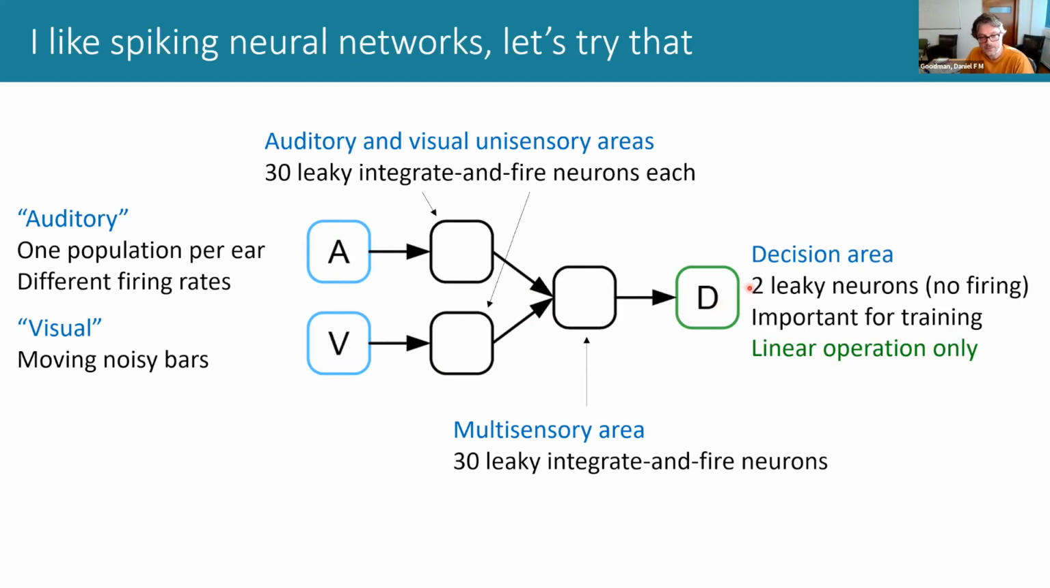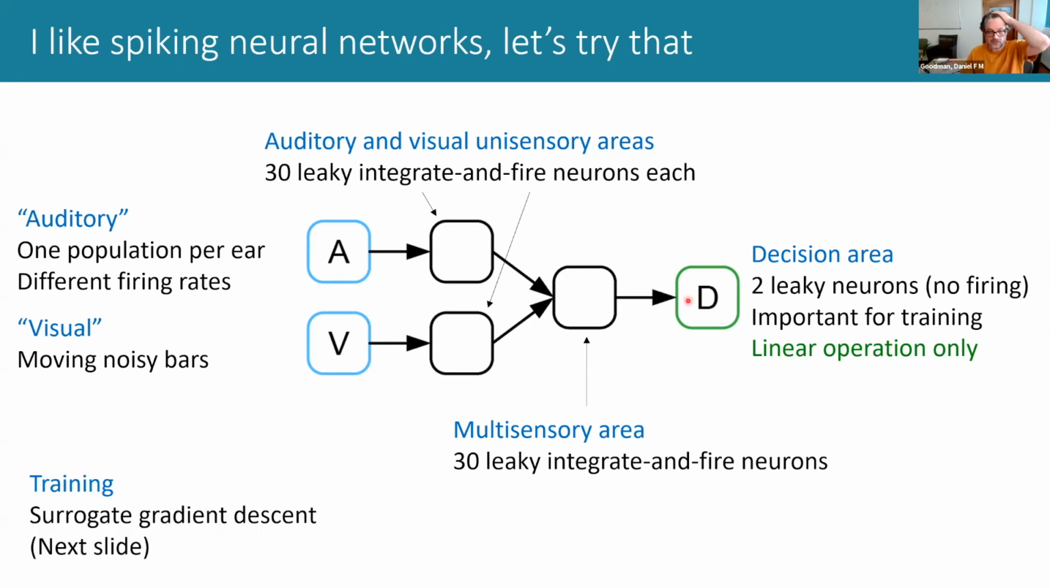And basically, because of the way that we train it, which I'm going to come back to in the next slide, this consists of two leaky neurons that don't fire any spikes. That's basically just because that makes it easier to train with the surrogate gradient descent method that we use. So this is going to be important.